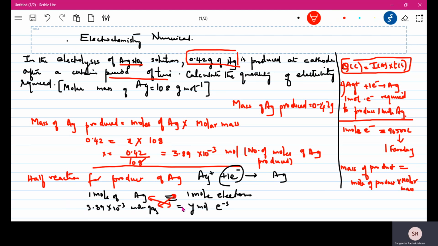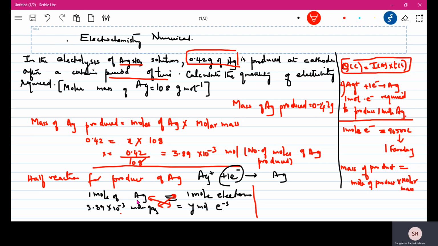When you cross multiply x and y, whatever is in front of y will go in the denominator, and the other two will be multiplied. So it is 3.89 into 10 raised to minus 3 into 1 divided by 1. Remember that is how you do it when you cross multiply.